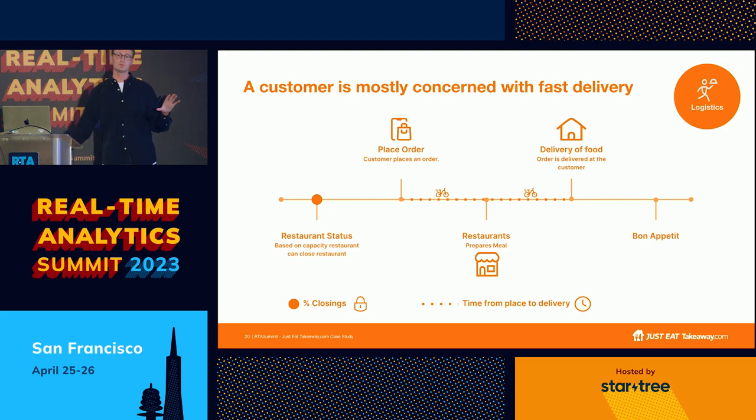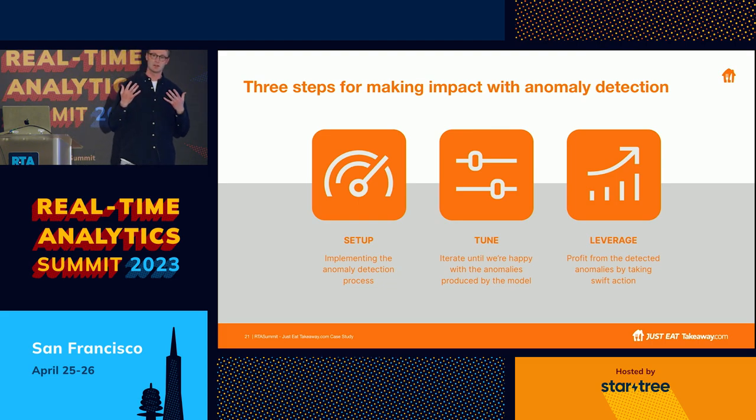So now we know what is driving customer satisfaction, what metrics we might want to monitor and detect anomalies on. So let's move on to the steps to actually build this anomaly detection process and to make it work for a business. We'll first look at how to set it up. Then I'll discuss some crucial things to actually tune it and make it perfect. And we end up with maybe the most important step, right? Leveraging it and seeing how you can actually leverage the anomalies you find and the insights you've found. So let's start with the setup phase.